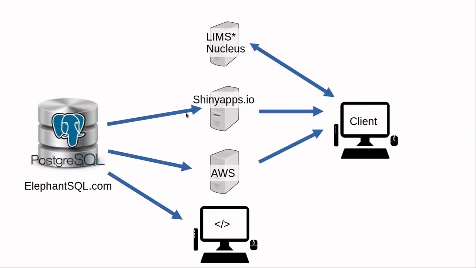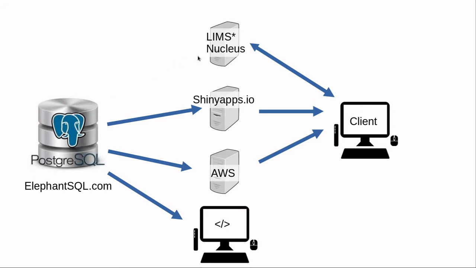What I just showed you was a Shiny app running on shinyapps.io. I was viewing it with my web browser, and it was pulling data from a PostgreSQL database hosted on elephantsql.com. ElephantSQL is a cloud provider that specializes in PostgreSQL.